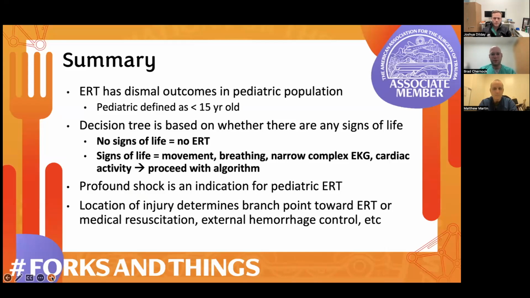And the signs of life are similar to those used for adults, being movement, spontaneous respirations, narrow complex EKG, any cardiac activity on an ultrasound. And if those are present, then you proceed down the algorithm. Profound shock is an indication for pediatric emergency resuscitative thoracotomy, keeping in mind that vital signs are different based on age group. And profound shock is also noted as a pediatric patient with profound bradycardia and a source of hemorrhage. Location of injury determines branch point toward emergency resuscitative thoracotomy or medical resuscitation, external hemorrhage control, etc.